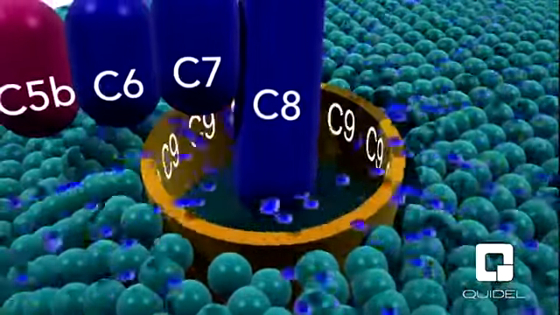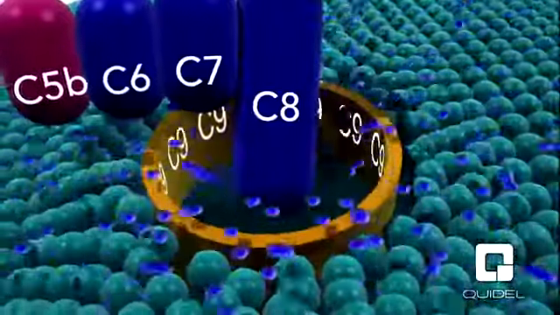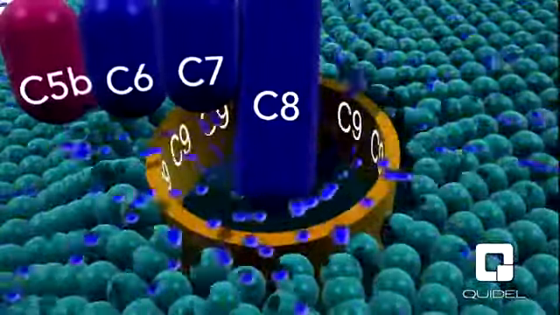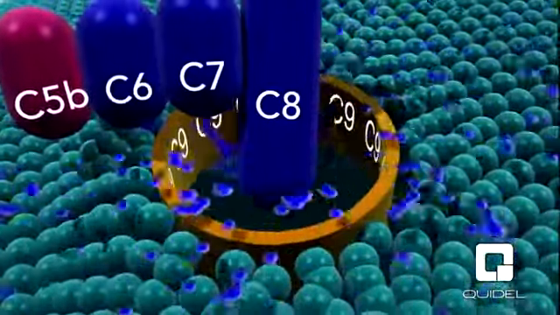The pore in the membrane is large enough to allow water, ions, and small molecules to enter the cell, leading to lysis.